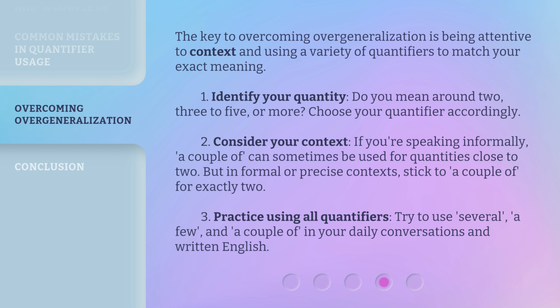2. Consider your context. If you're speaking informally, a couple of can sometimes be used for quantities close to 2. But in formal or precise contexts, stick to a couple of for exactly 2. 3. Practice using all quantifiers. Try to use several, a few, and a couple of in your daily conversations and written English.